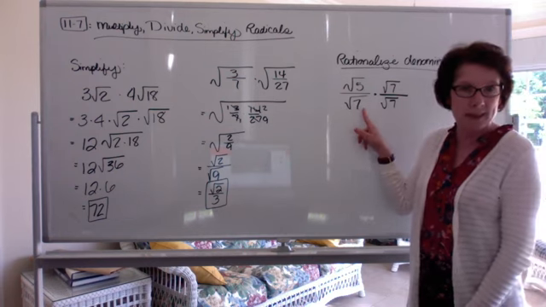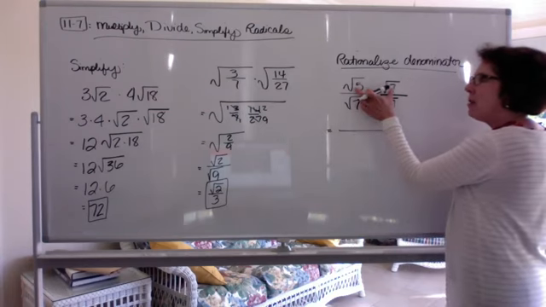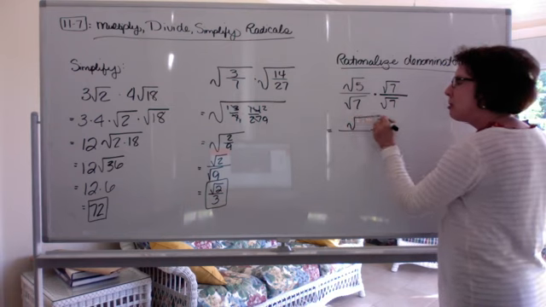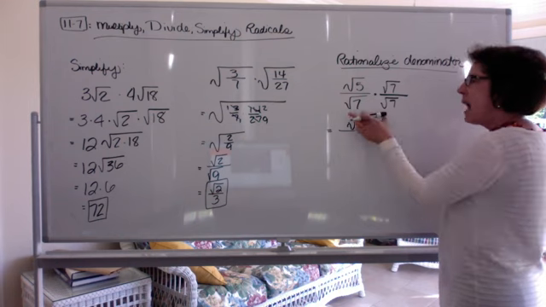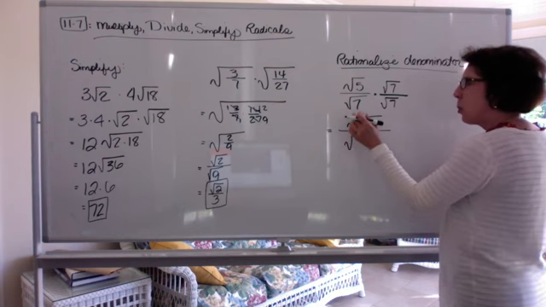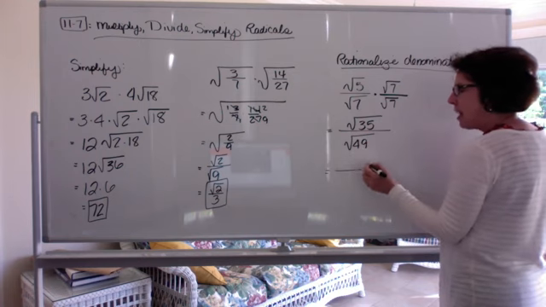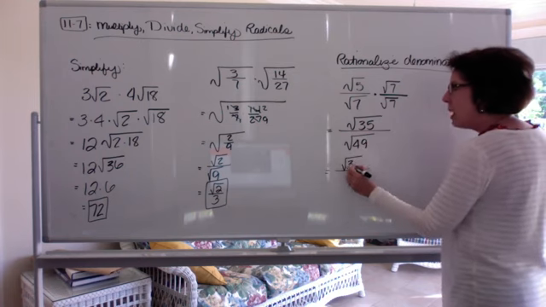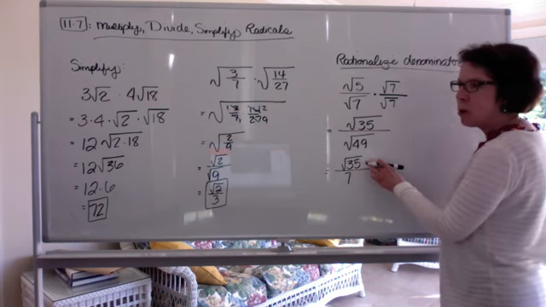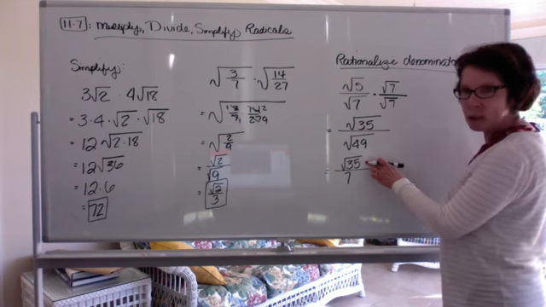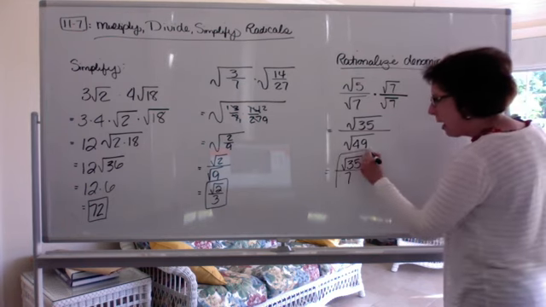Now, look what happens. Remember, I can combine these two square roots into the square root of 5 times 7, which is 35. Down below, I'm going to end up with the square root of 7 times 7, which is 49. And so what I have now is the root of 35 over 7. Can the root of 35 be simplified? Does it have a perfect square factor? The answer is no. So I am done.